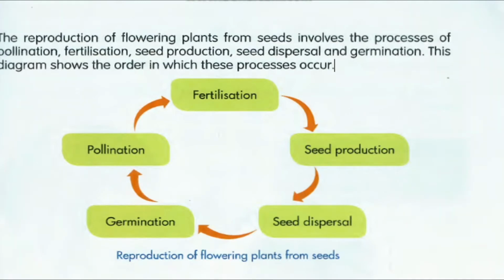The reproduction of flowering plants from seeds involves the processes of pollination, fertilization, seed production, seed dispersal and germination. This diagram shows the order in which these processes occur. Pollination, fertilization, seed production, seed dispersal, germination, production of flowering plants from seeds.